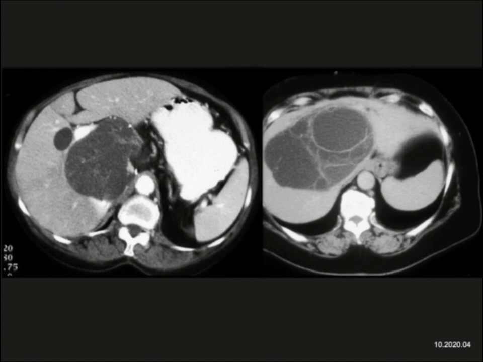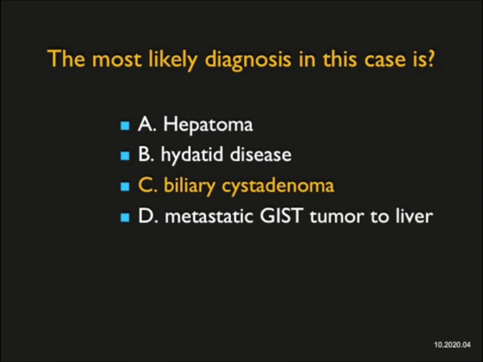You can have a GIST tumor metastasizing to the liver. It's one of the causes, as is ovarian cancer, of cystic liver mets, but the septations are truthfully too much. This was an excellent example of a biliary cystadenoma, and that's the correct answer.